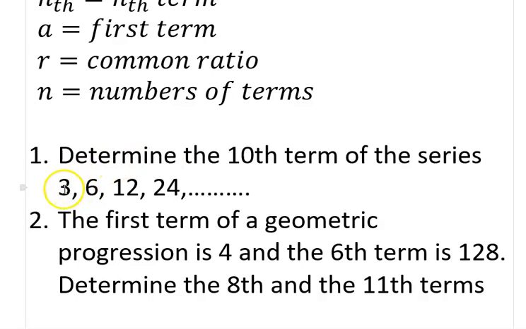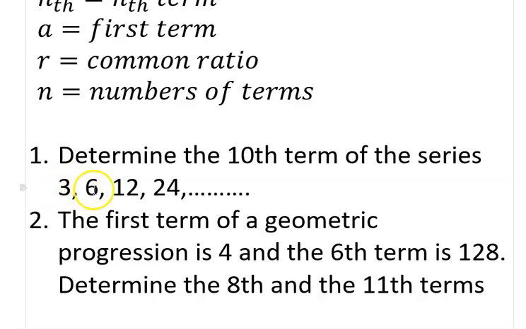Now let's add what we have here. If they are constant, that is AP. But if you multiply what we have here, if they are constant, that is GP. So we say 6 minus 3 will give us 3. 12 minus 6 will it give us 3? No, it will give us 6. 24 minus 12 will it give us 3? No, it will give us 12. So let's multiply and see.